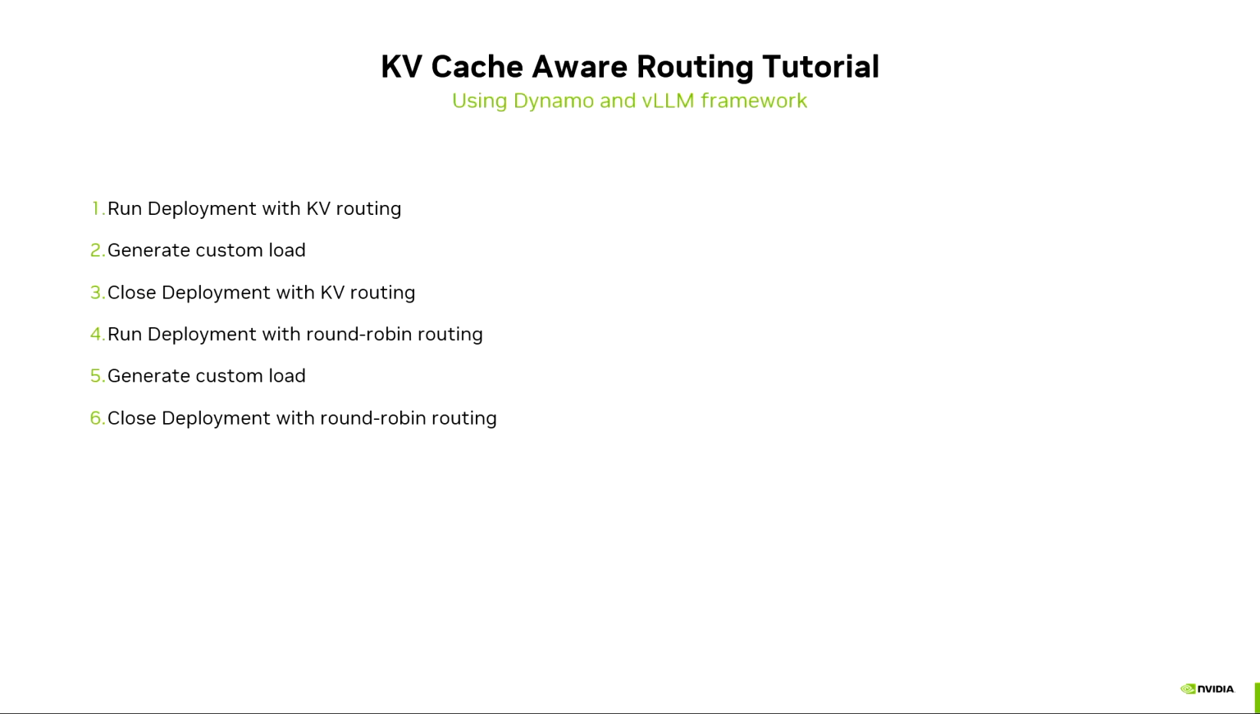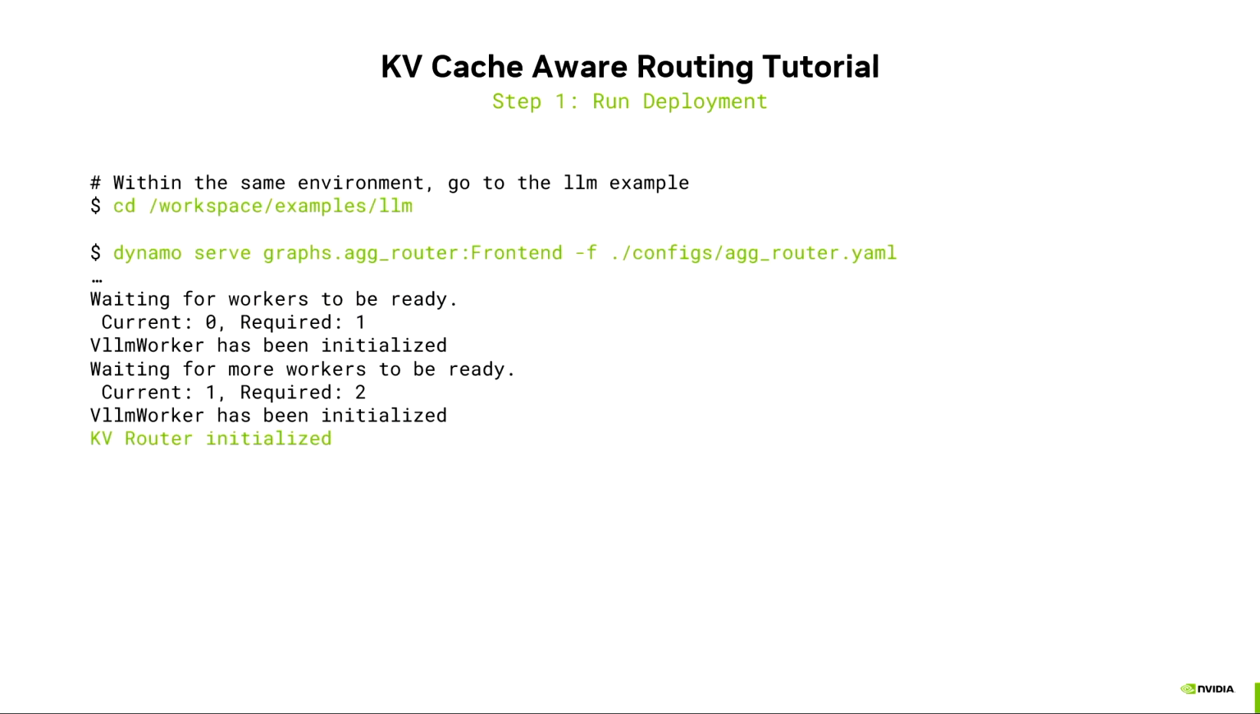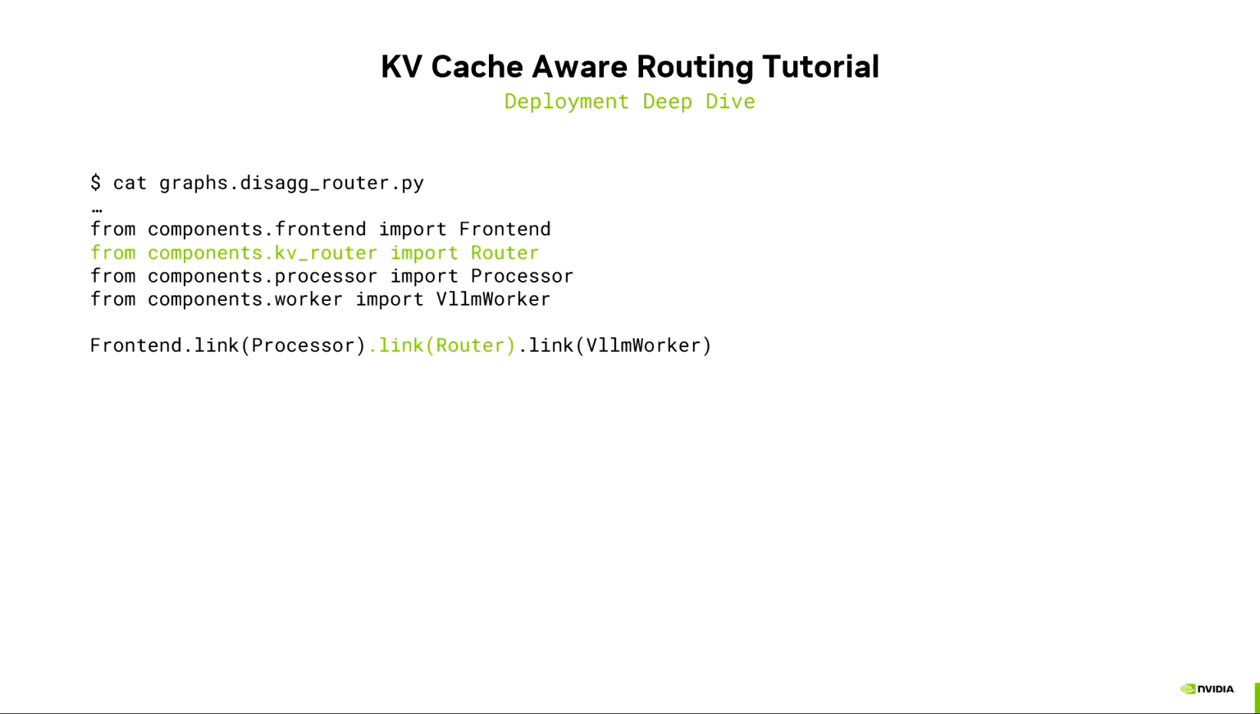Now, these are certain steps to use KV routing with Dynamo. Same thing, same single line command. You just point it to another graph and another set of configs. When this command is launched, you see a new log message coming, which is called KV router initialized. Over here in the graph part, there is another component, KV router, which a processor links to before the VLLM worker.